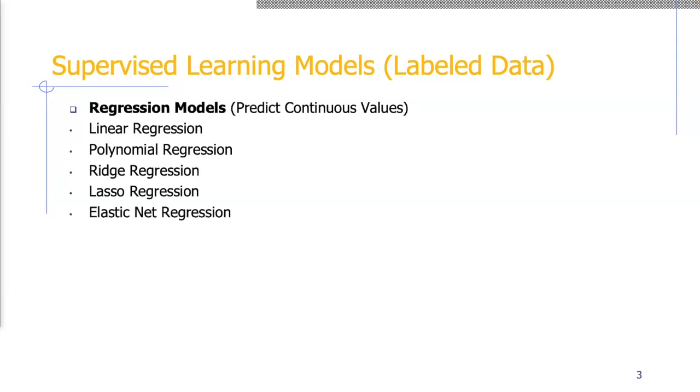Lasso regression, also, it's a linear regression model with L1 regularization. It's promoting sparsity by reducing some coefficients to 0. And elastic net is basically a combination of ridge and lasso. So it balances L1 and L2 regularization.